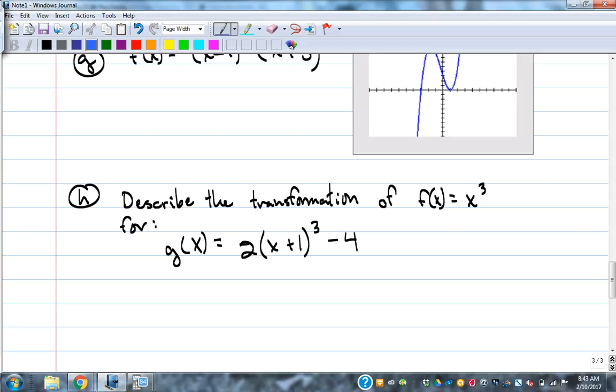So we've got to remember our transformation stuff here. Down 4, that's right. Down 4, left 1, and Thomas, what else did you say there? Vertical stretch.